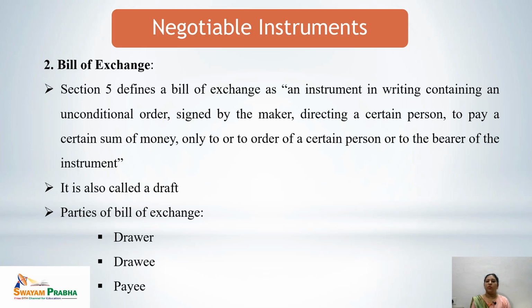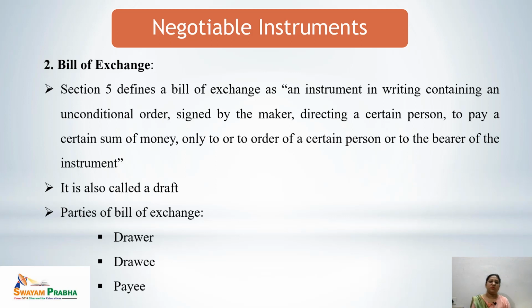Here also it should be in writing. There should be an unconditional order. It must be signed by the maker. It must be a certain person to whom the payment is to be made, and the certain amount should be there, and it would be paid only to the certain person or on the orders of a certain person or to the bearer, means holder of the instrument.